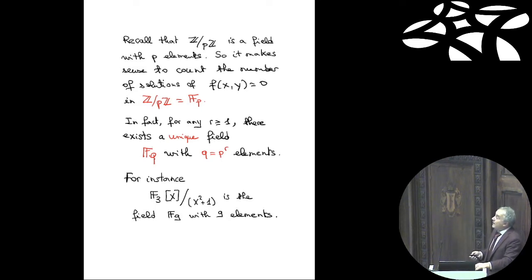So a very simple example is this field. You take a polynomial in one variable with coefficients in the field with 3 elements, and you mod out by this polynomial x squared plus 1. I hope what I wrote is correct. It's an irreducible polynomial in this field. And so the quotient is a field, and it has 9 elements.